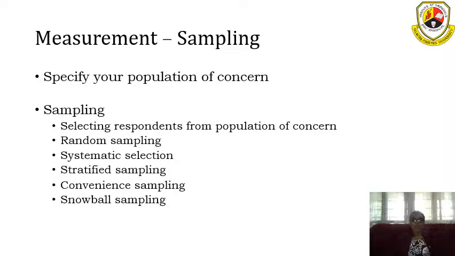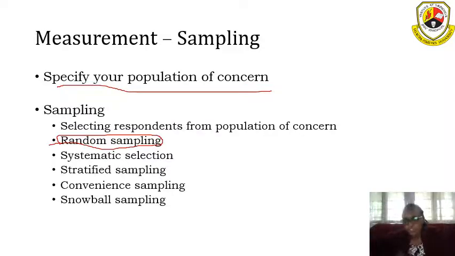So when we want to begin our sampling, we first specify the population that is of concern, the population that we need to study. Now, from there, we go ahead and select the respondents concerned with that population. We may decide to do random sampling. So random sampling, this is where you pick at random. You know, this is my target population.